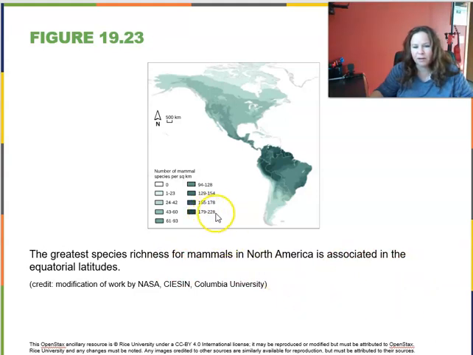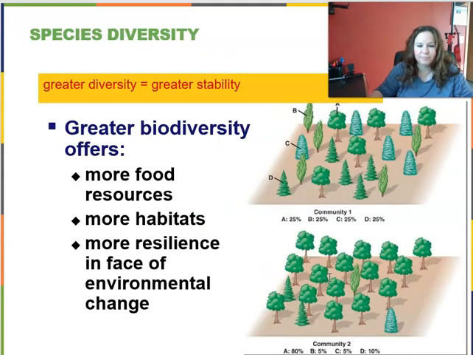The darker the color, that's your greater species richness. So we're looking at our equator right around in here, and so the tip of South America there definitely has a greater species richness than, say, up here in Canada, or even in Minnesota right here. If you have greater diversity, what we found is that there's greater stability. So the greater the biodiversity of an area, the more stable that ecosystem is.